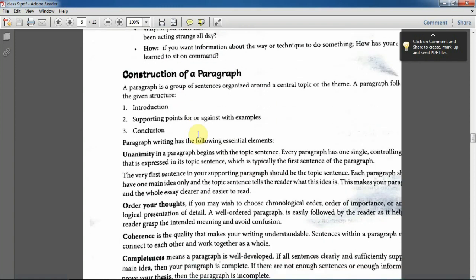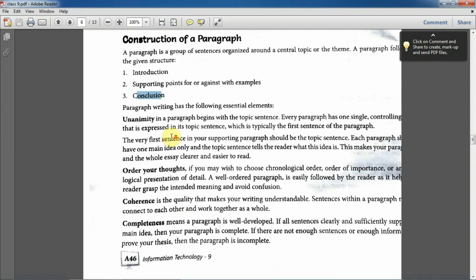Construction of a paragraph. A paragraph is a group of sentences organized around a central topic or theme. A paragraph follows a given structure. First, it will have an introduction. Whenever you write a paragraph, first you have to give an introduction, then some supporting points, for or against, with examples, then at last a conclusion. This is how you have to write a paragraph. If some particular theme is given, first you give the introduction, then write supporting points, then at last the conclusion.